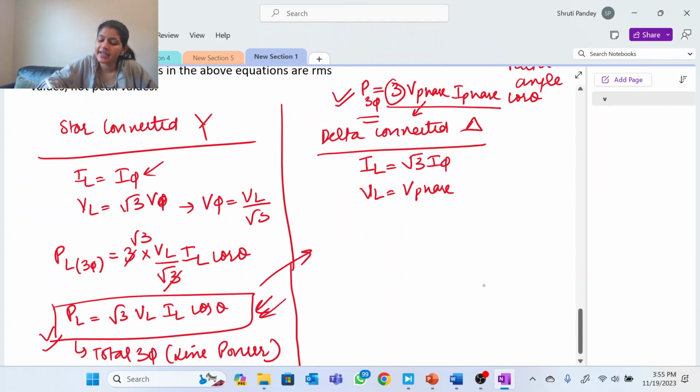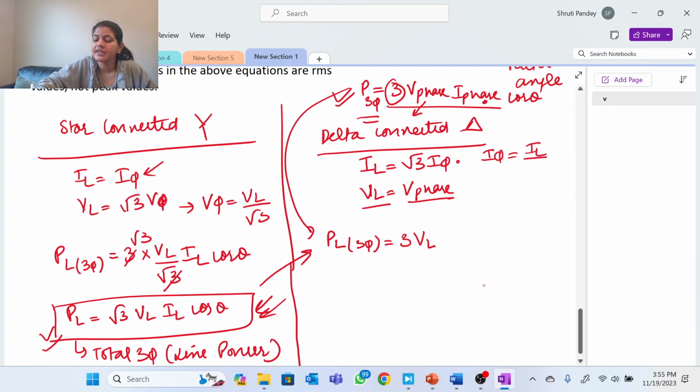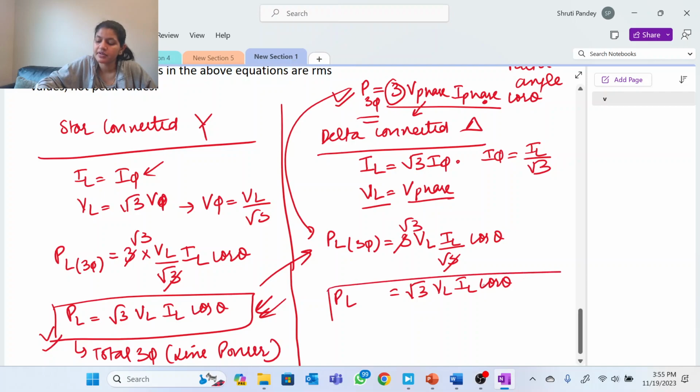So again, this formula we'll take and we'll put the value of line voltages here. That P line voltage in case of a 3-phase system will be 3. V phase is equal to VL, so I'll keep it VL. I phase, I'll take the value of I phase from here, IL by under root 3. So it will be IL by under root 3 cos theta. So this is cancelled. It will be under root 3 VL IL cos theta will be the value of power, right? So this was the star connected system.